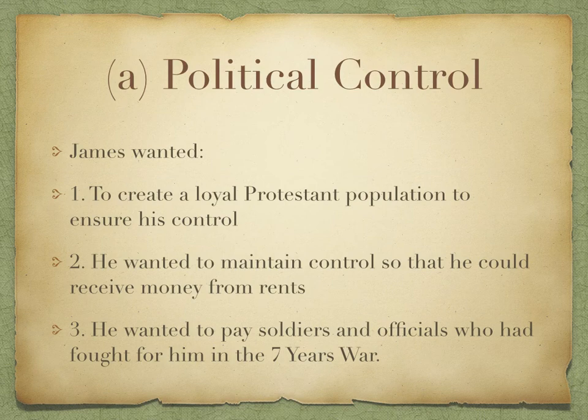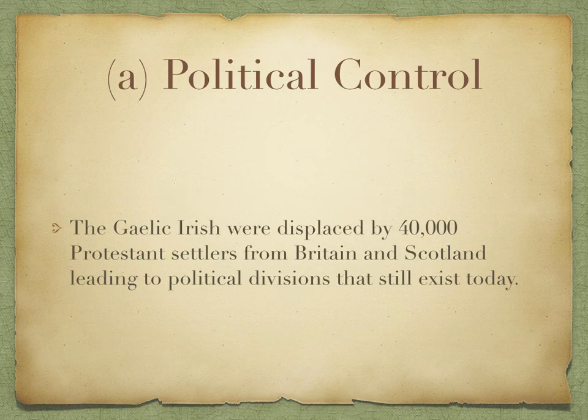So what was James's political agenda? He wanted to create a loyal Protestant population to ensure he controlled this area. He wanted to maintain control so that he could receive money from rents, and he also wanted to pay soldiers and officials who had fought for him in the 9 Years' War. Another aspect is that the Gaelic Irish were displaced by 40,000 Protestant settlers or planters, specifically brought over from Britain and Scotland. So this led to the political divisions that still exist today.